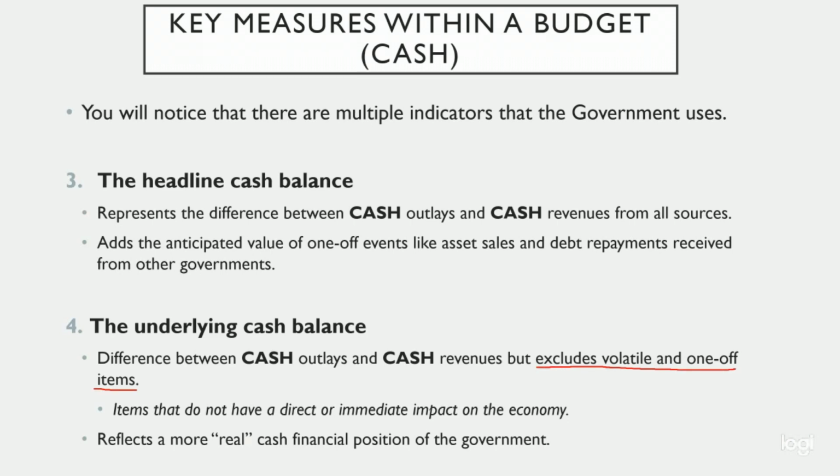And so for these ones, we're typically excluding volatile and one-off items. An easy example of a transaction that the government will exclude in this underlying cash balance is any investments that were made in financial assets for policy purposes. Another way of thinking about it is excluding items that do not have a direct or immediate impact on the economy. And so the underlying cash balance gives a more realistic financial position of the government.